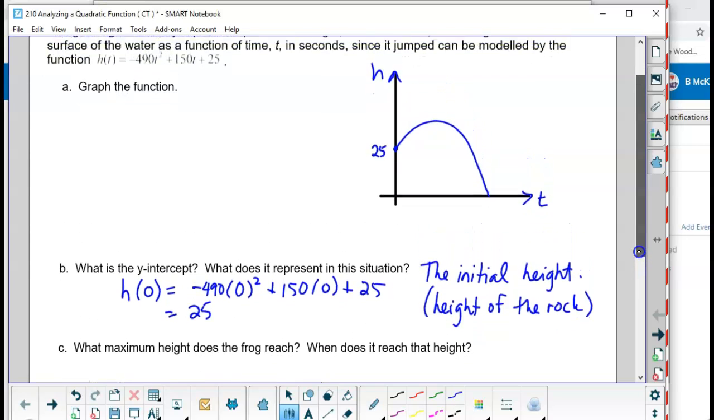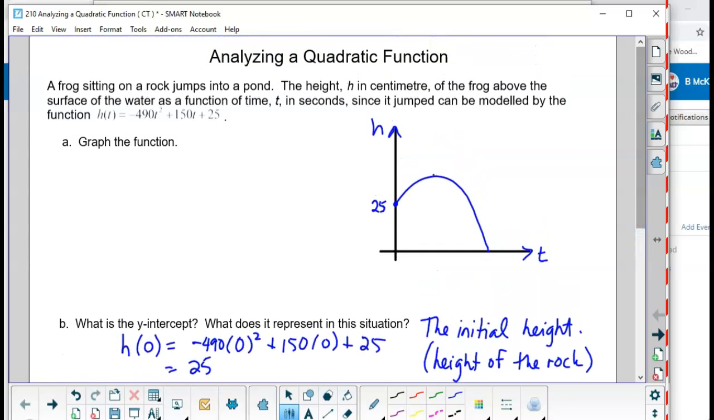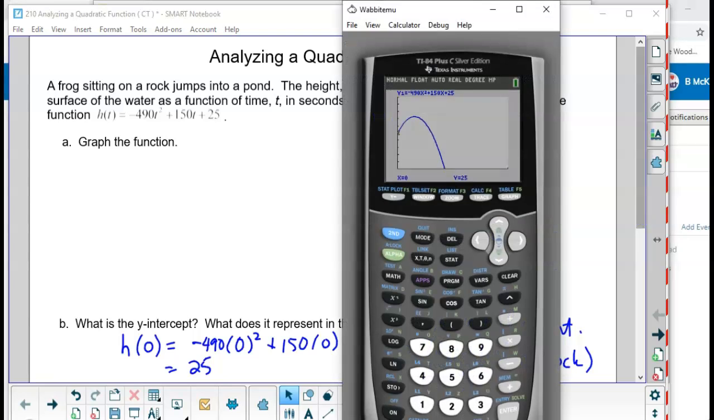Okay. What maximum height does the frog reach? When does it reach that? So we want to find this coordinate here, this vertex. So we're going to go second trace, which is calc. We want to find the maximum point. Left boundary, so I want to go closer to the left of where I think it is, enter. Then cursor to the right of where I think it is, enter, and enter. So now what does it say? It doesn't say what to round it to. So let's go to 2 decimal places.